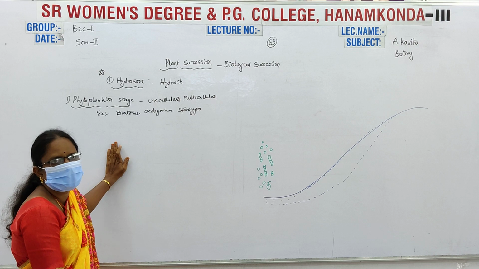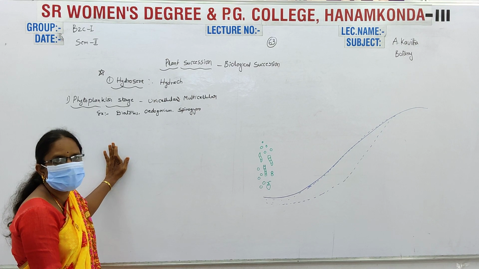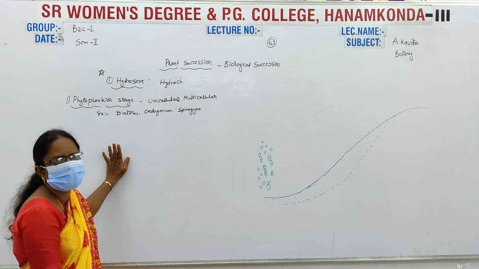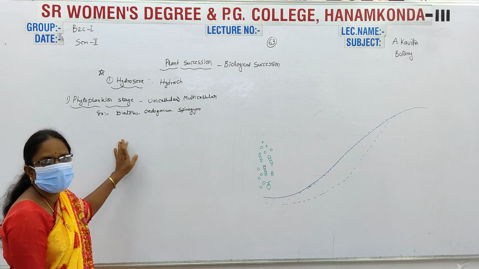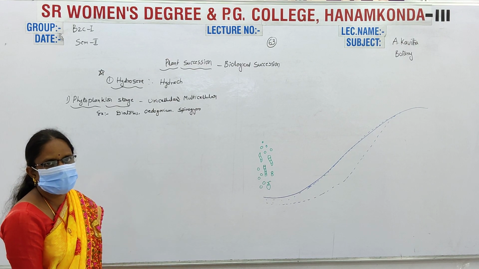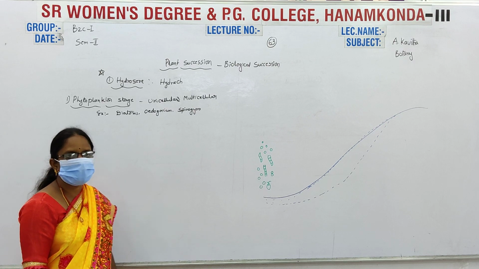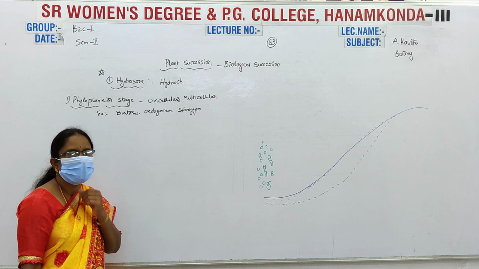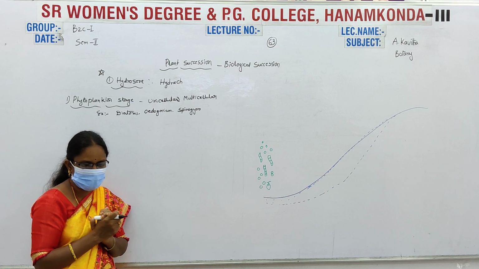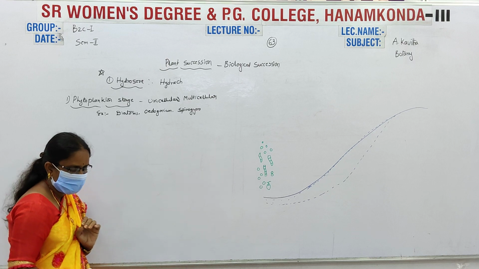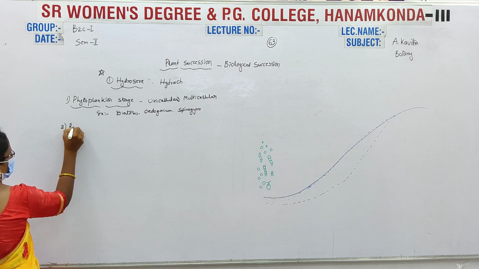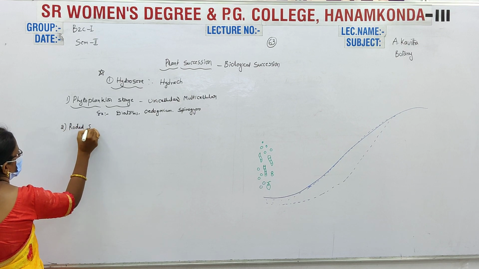For example, blue-green algae, green algae, Bacillariophyceae, Chlorophyceae, Cyanophyceae. Different types of green algae, bacteria and fungi also develop in the phytoplankton stage. This is the first stage of the hydrosere, first developed in the aquatic or pond ecosystem. And the second one is the rooted submerged stage.